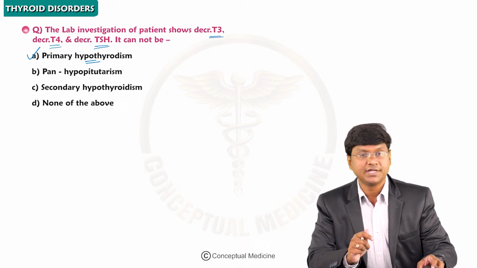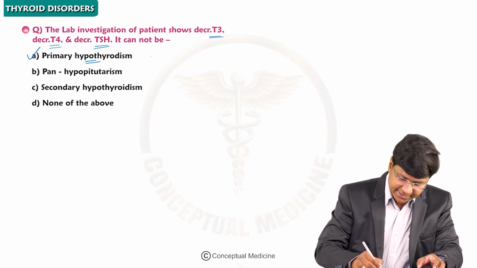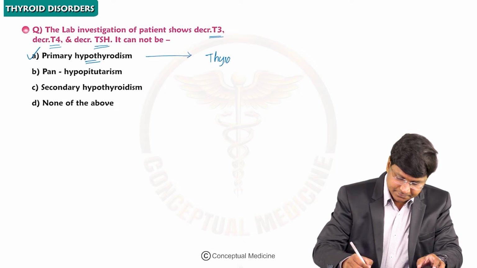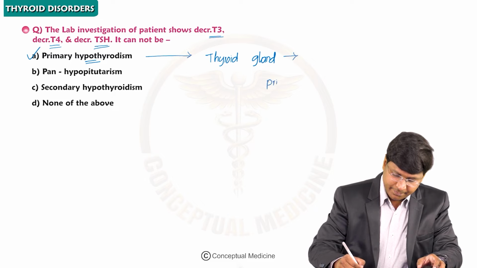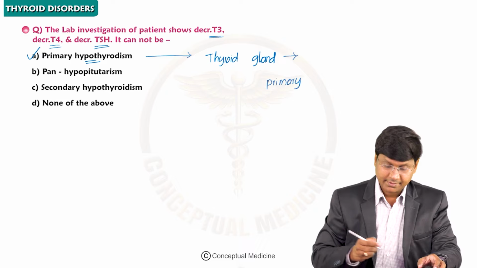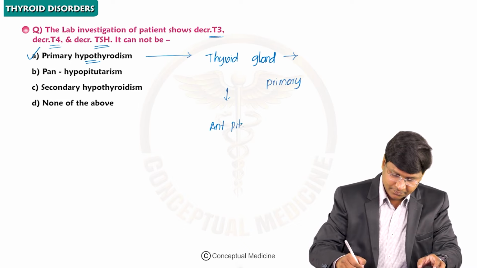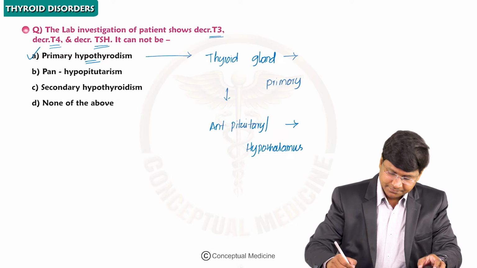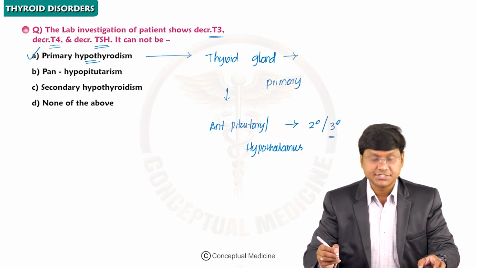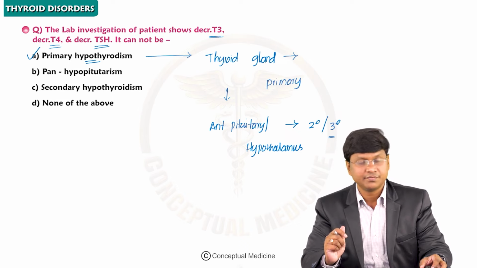So first of all, you should know what are primary and secondary thyroid related disorders. If the pathology is in the thyroid gland, we call it primary thyroid related disorder. If the pathology is in the anterior pituitary or in the hypothalamus, then we call it secondary or tertiary thyroid related disorders. Primary pathology is in the thyroid gland. Secondary and tertiary pathology is in the anterior pituitary or within the hypothalamus.